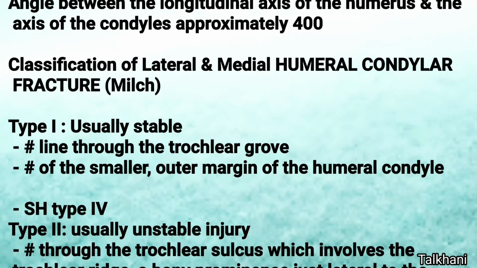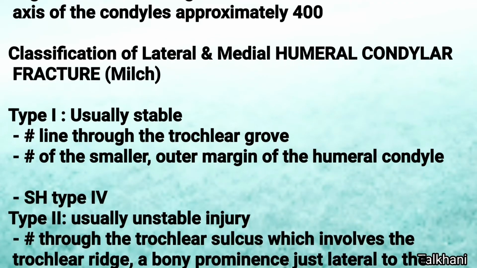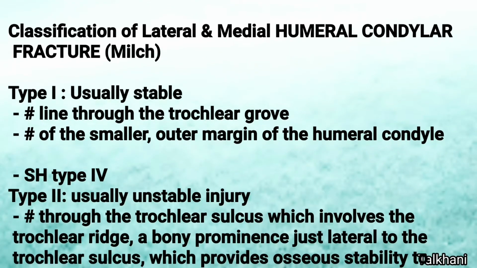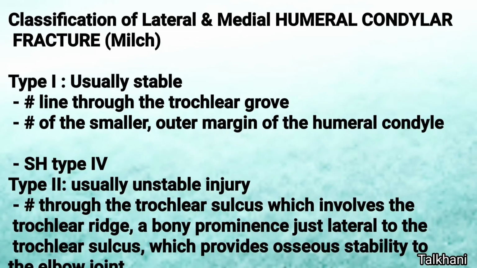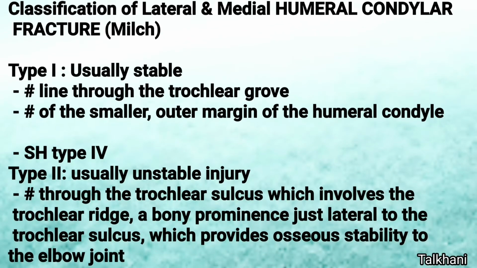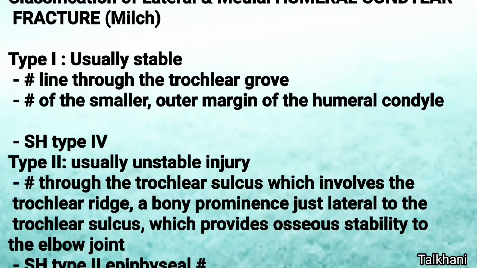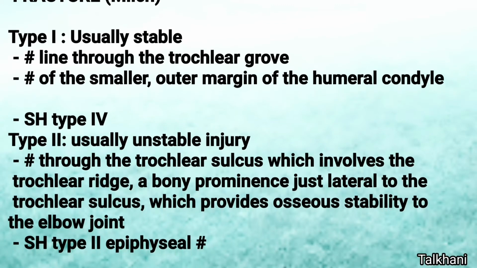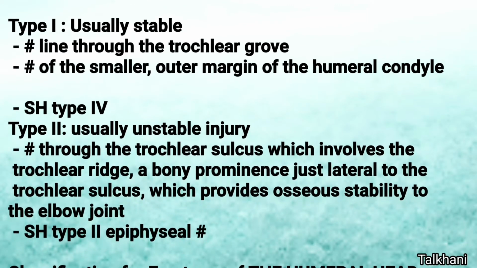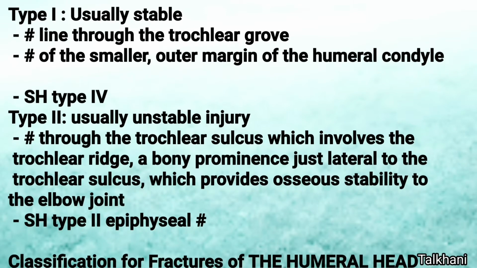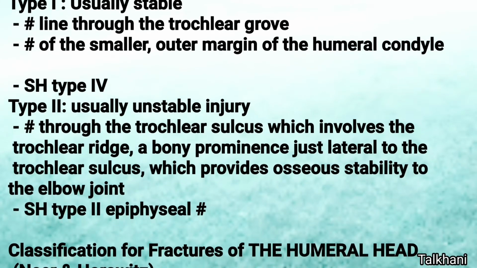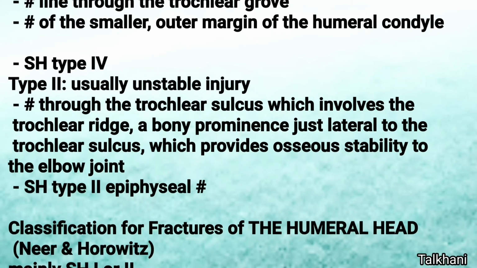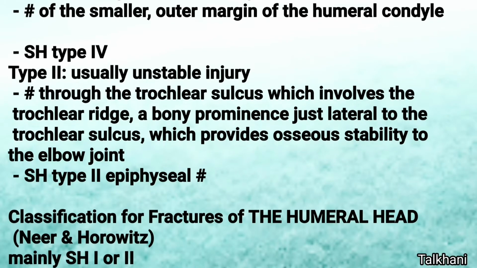Milch classification of medial and lateral humeral condylar fractures. Type 1 is Salter Harris 4 stable fracture, and it will have fracture line through the trochlear groove. Fracture involves smaller outer margin of the humeral condyles. And type 2 Milch is Salter Harris type 2 epiphyseal unstable fracture, and it will have fracture through the trochlear sulcus, which involves the trochlear ridge, a bony prominence just lateral to the trochlear sulcus, which provides osseous stability to the joint.